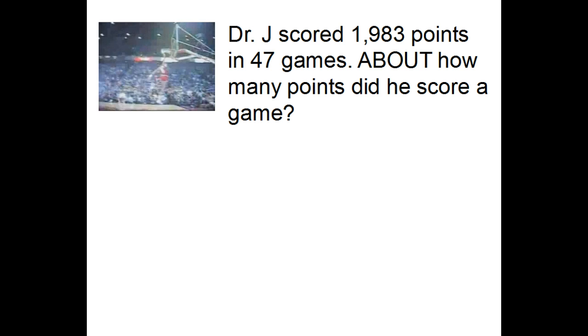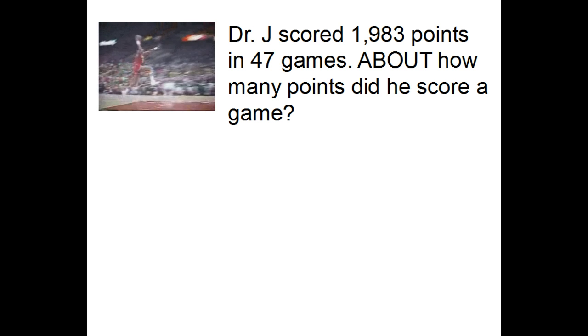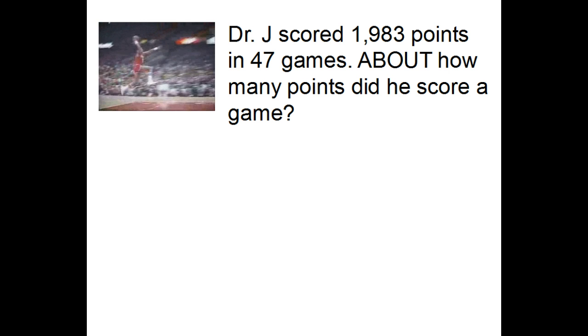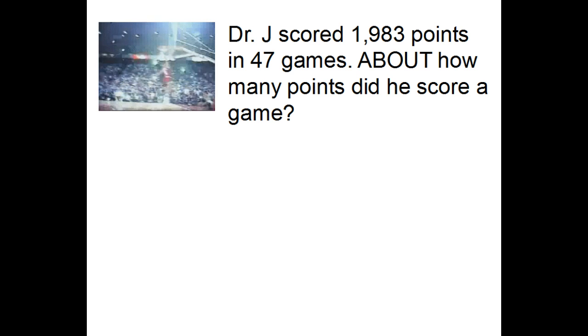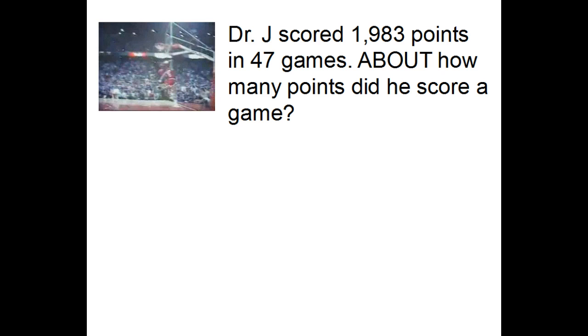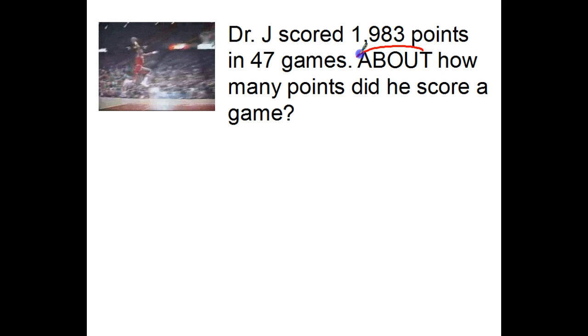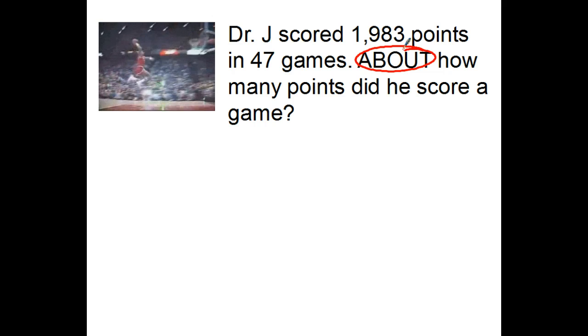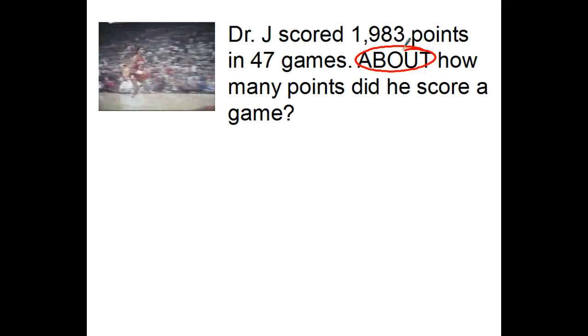Yep, that's Dr. J. Duncan, old school. If we read the problem, Dr. J scored 1,983 points in 47 games. About how many points did he score a game? The biggest thing that I notice about this problem is the word about, which tells me I'm going to be estimating. And when we estimate, we're always going to round to the highest place.